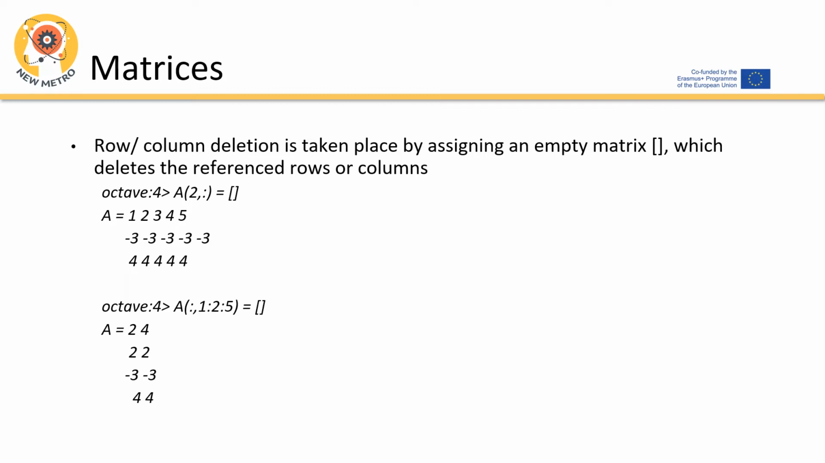Row or column deletion takes place by assigning the empty matrix, which deletes the referenced rows or columns. If we do in the command prompt A(2,:) = [], then we get the result of 1 2 3 4 5, -3 -3 -3 -3 -3, and 4 4 4 4 4. Then if we do A(:,1:2:5) = [], we get the result of 2 4, 2 2, -3 -3, and 4 4.